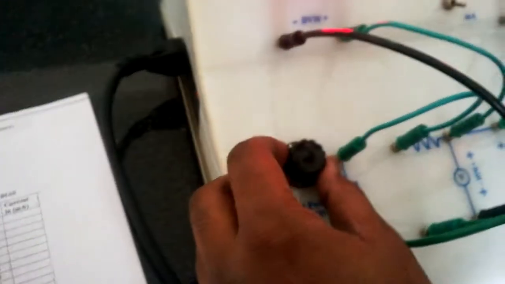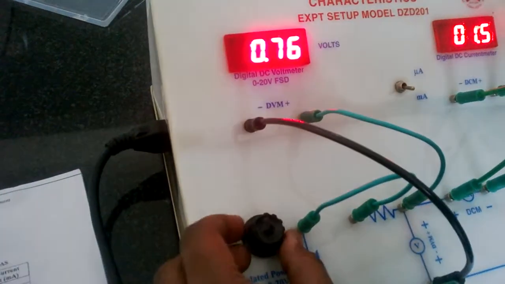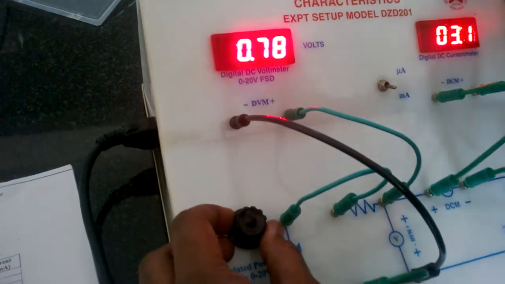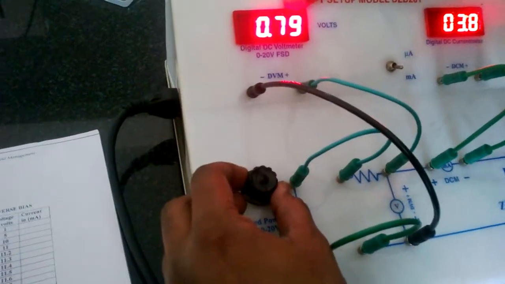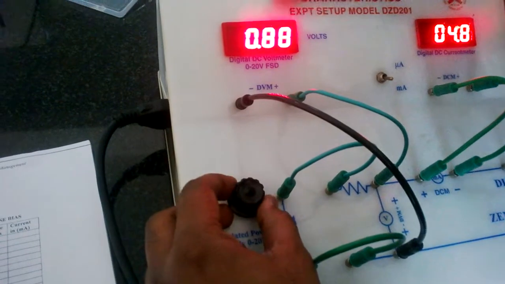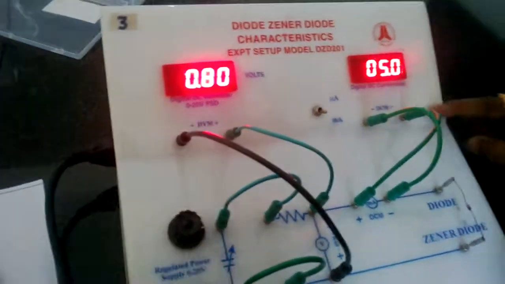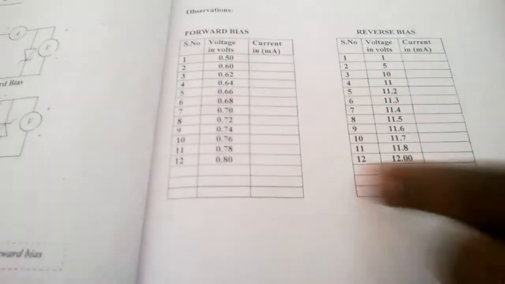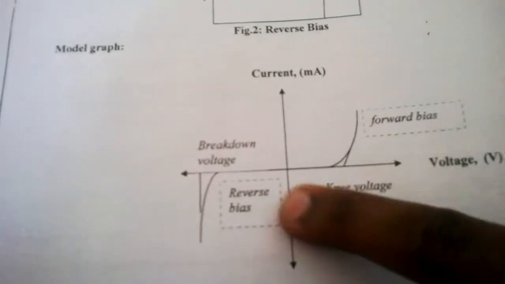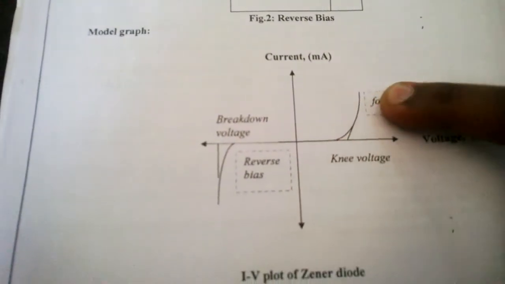Slowly you increase voltage till 0.8. You see how much current is obtained over here. And plot a graph between voltage and current. You will get a curve like this.